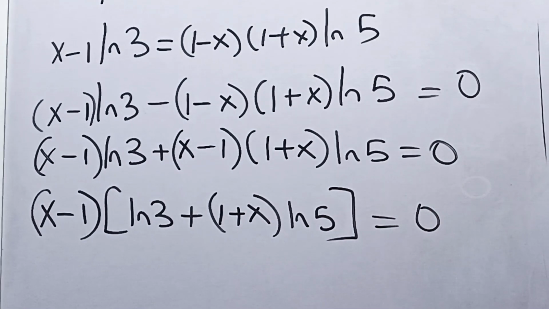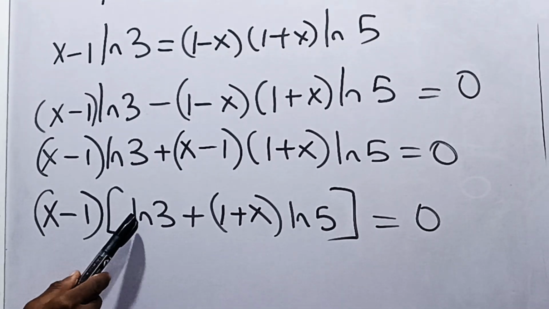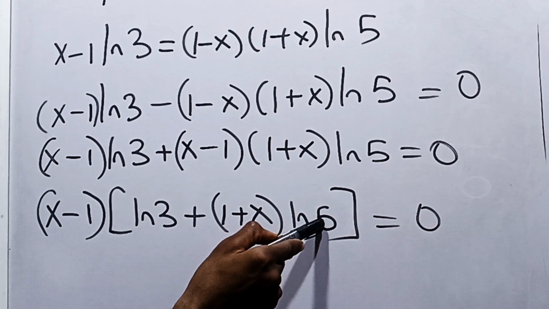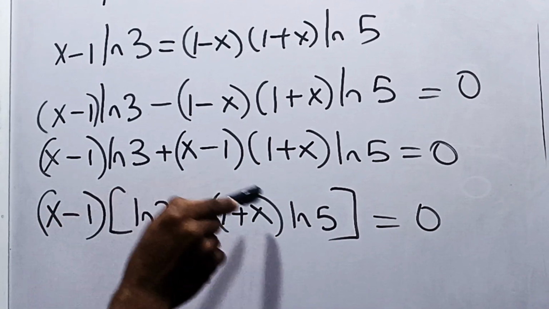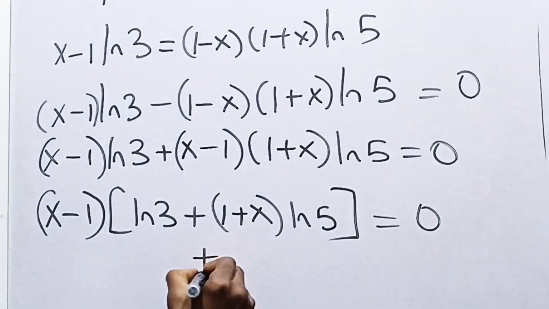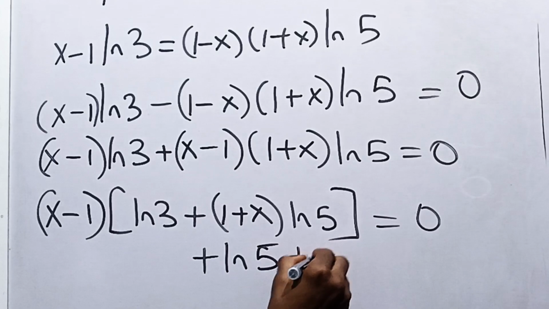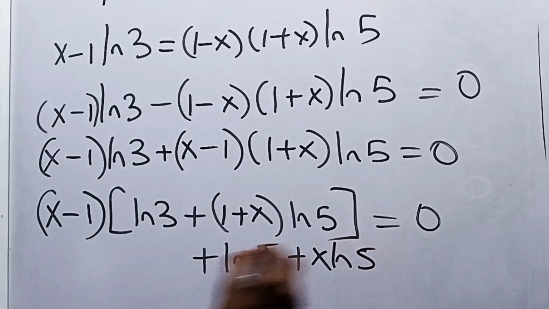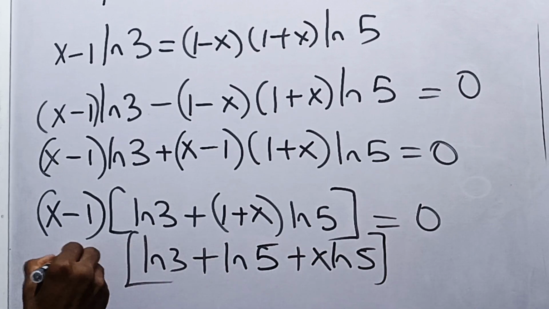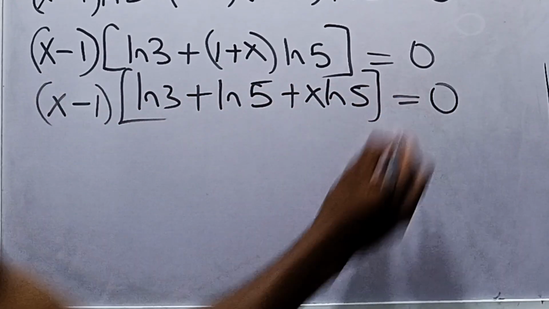We're almost done. Now looking at this closely, we can see that this is ln of 3 plus 1 plus x multiplied by ln of 5. Now you can go ahead and use ln of 5 to open this bracket up. So we have ln of 5 multiplying 1 will give us ln of 5. So we have that this is plus ln of 5. ln of 5 times x is plus x ln of 5. And then we have ln of 3 inside the bracket multiplied by what? x minus 1. So we're equal to 0. Okay?